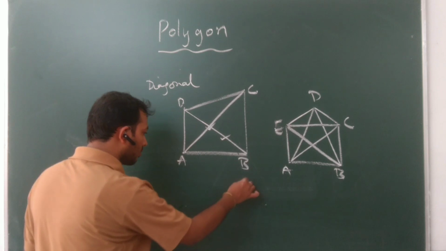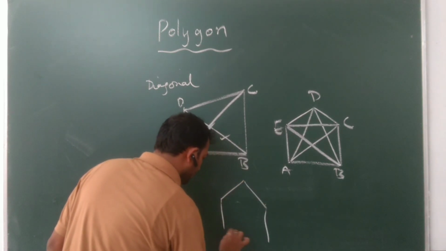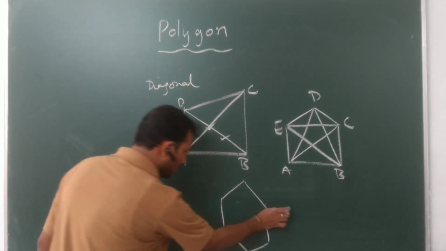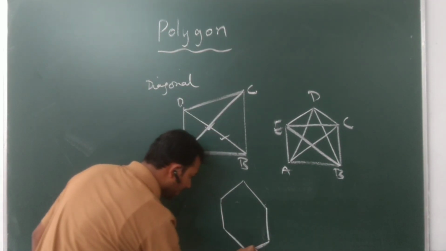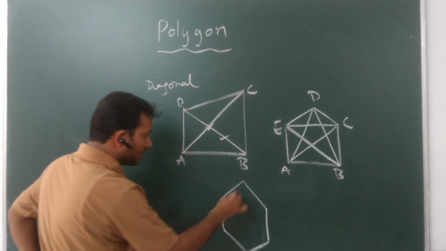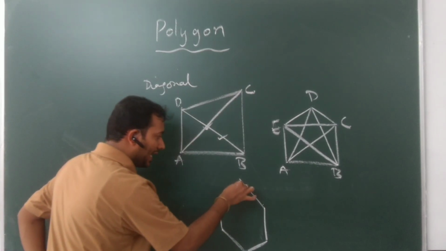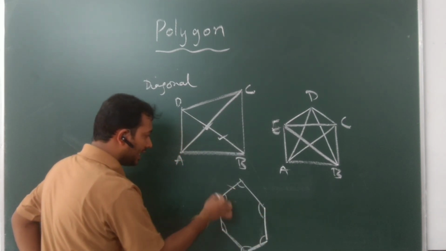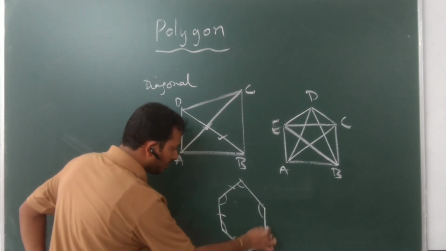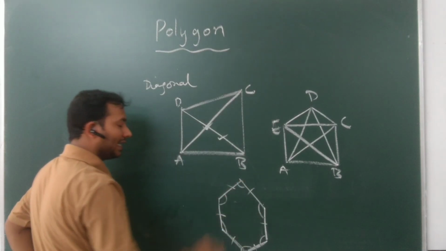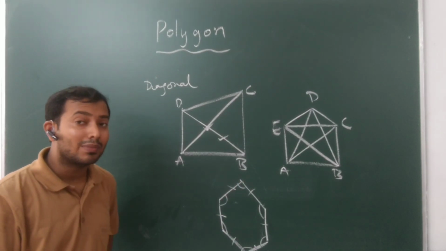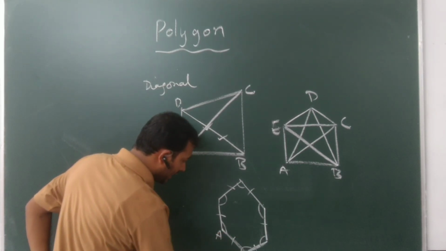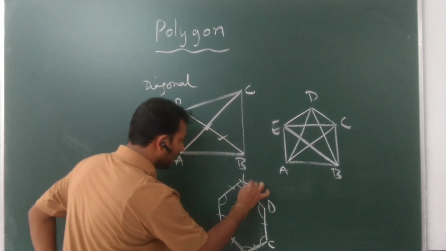Similarly, you need to find it for your hexagon. This is your hexagon, a six-sided polygon. It's called a hexagon. That means if you go for a hexagon, it has 6 angles, 6 sides, 6 vertices, you can say. But the diagonals will not be 6, there are more than that. Let's count. If you go for this one, you take A, B, C, D, E, F.